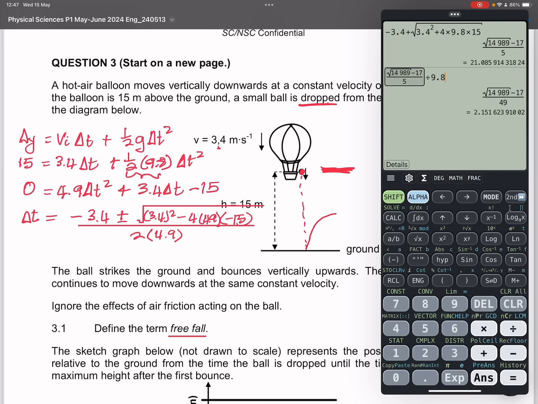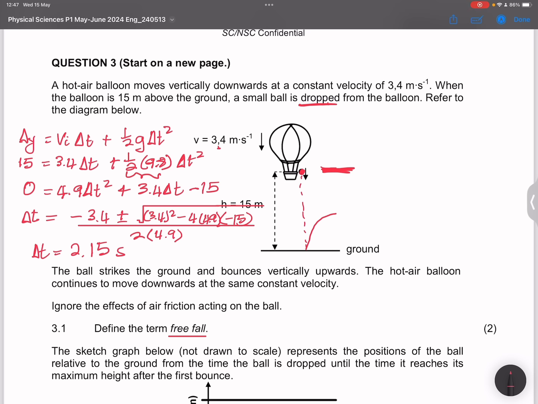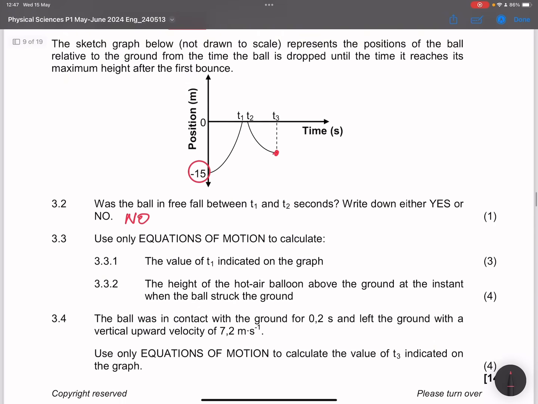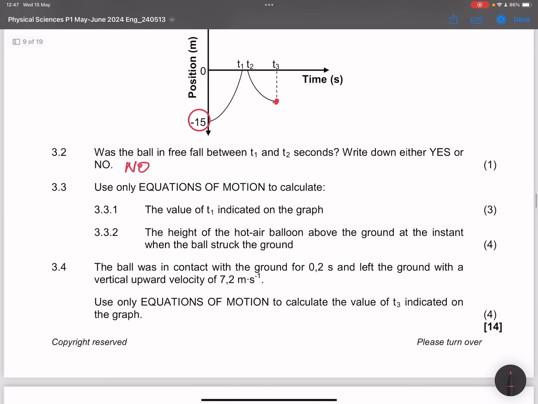Okay, so I get a time value, right? I'm not going to bother looking for the other one because it gives me a negative value. So this would be a time of 2.15 seconds. Absolutely nothing wrong, ladies and gents, with going to find the final velocity first and then calculating time. Nothing wrong with that. Right, let's go to the next one.